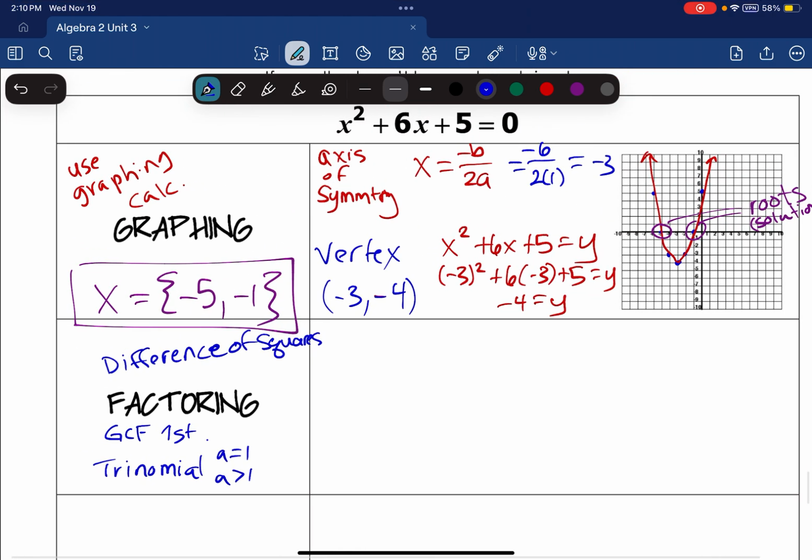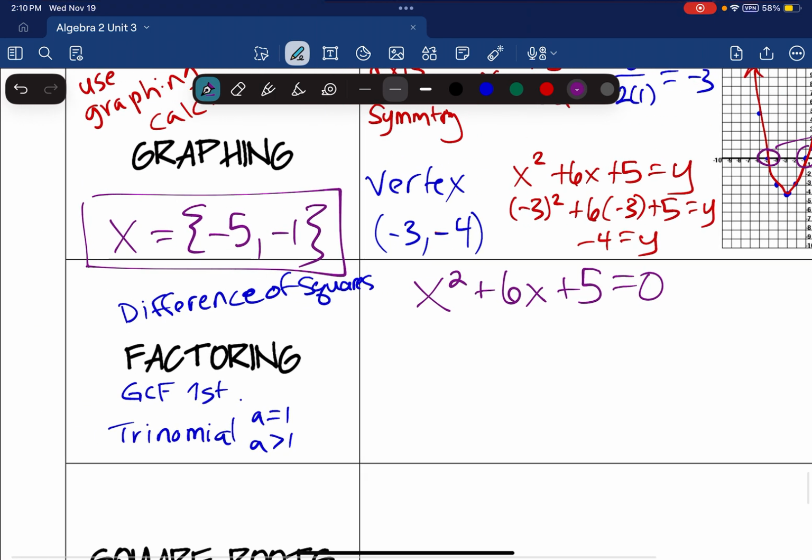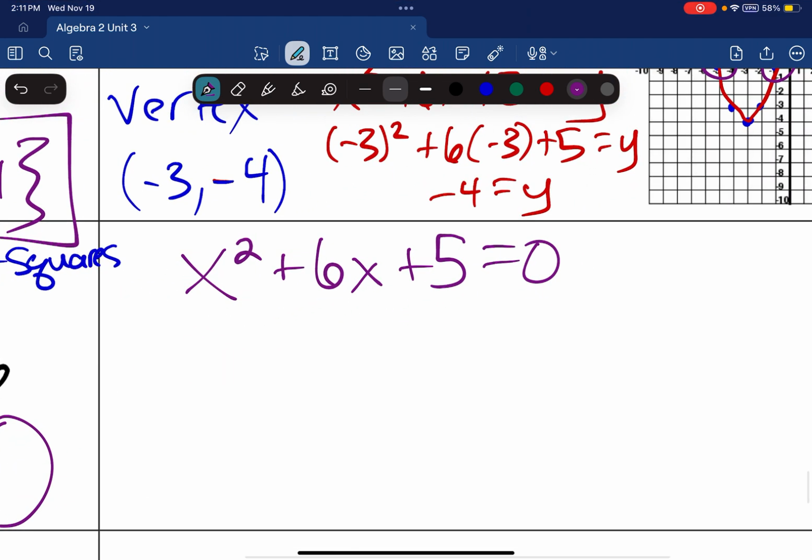So our equation, I'm going to write it down again, is x squared plus 6x plus 5 equals 0. This is a trinomial. So first I'm going to see if there's a greatest common factor, and there isn't. So then I'm going to ask myself, because this is a trinomial that a equals 1, what are two numbers that multiply to be 5 but add to be 6? Remember, this is multiply to be c and add to be b.